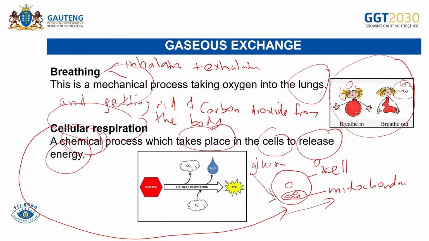And where does it occur? It occurs in the mitochondria. So do you understand the slide, learners? So let's summarize. Every time we do a slide, let's summarize.